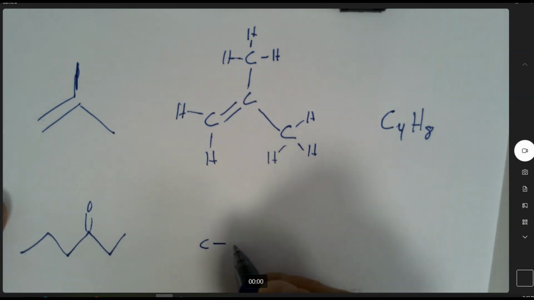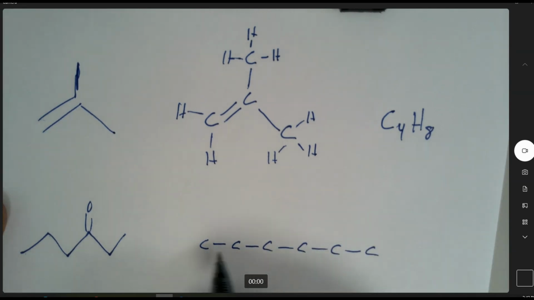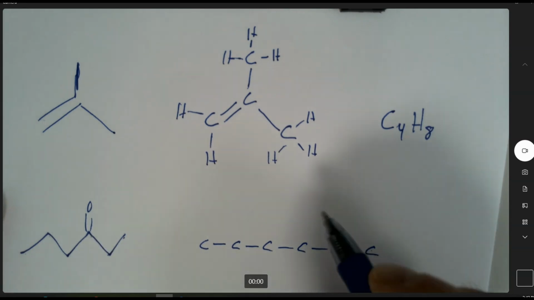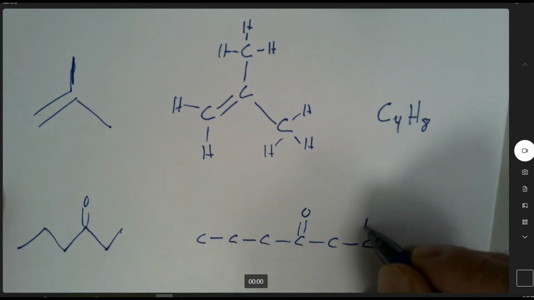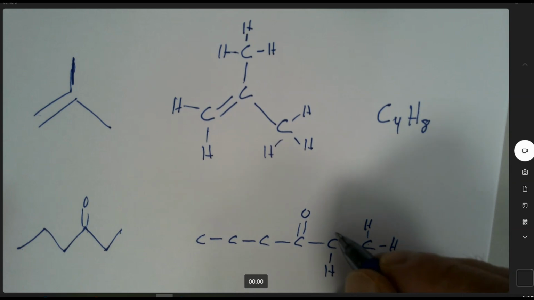1, 2, 3, 4, 5, 6 carbons. So for the Lewis structure, I'm going to put out my 6. There we go. 1, 2, 3, 4, 5, 6. 1, 2, 3. Third carbon in. 1, 2, 3. I have a double bond going to an oxygen. So now I'm going to make sure every carbon has 4 bonds by putting in the appropriate number of hydrogen.